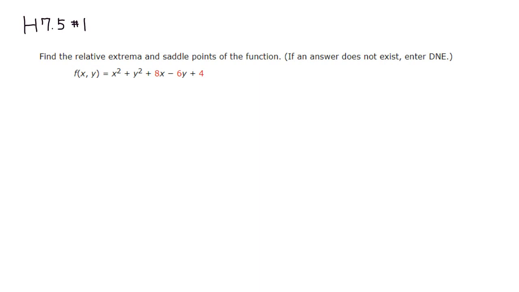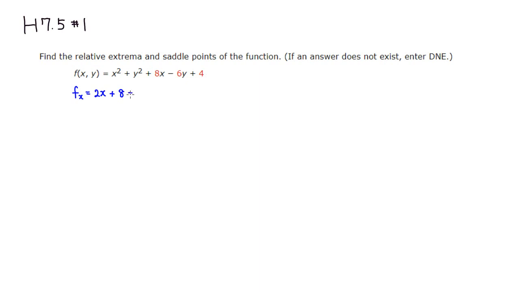We need to take the partial derivative. The partial of f with respect to x is going to be equal to 2x, and this is with respect to x, so everything other than x will be a number, and the partial of that is 0. The partial of 8x would be 8, so it's plus 8. And the partial of negative 6 plus 4 is 0.